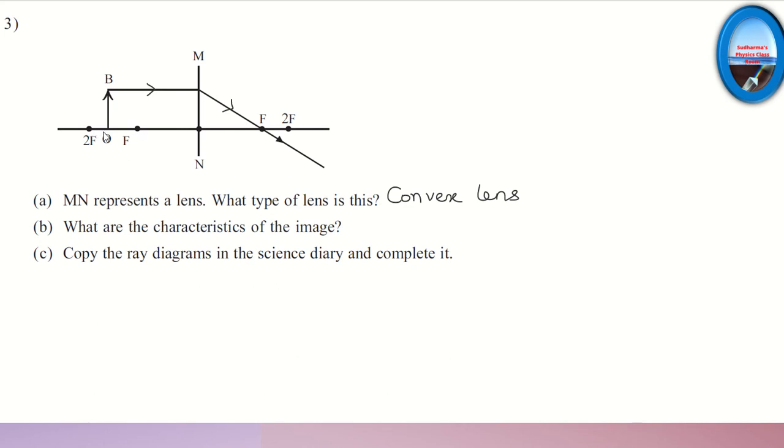When the object is between f and 2f, we know that image will be beyond 2f. Image is beyond 2f. It is real and magnified. So here you are expected to draw the ray diagram of the object between f and 2f. You are going to draw the ray diagram by using, see already one ray is given. So copy the ray diagrams in the science diary and complete it. How you are going to complete it? All the things are given here.